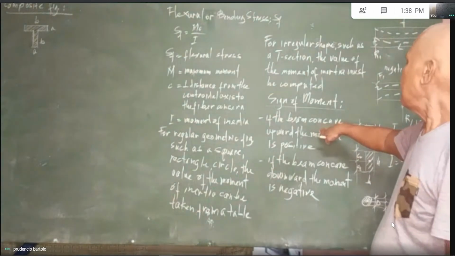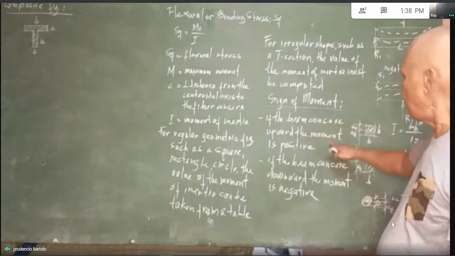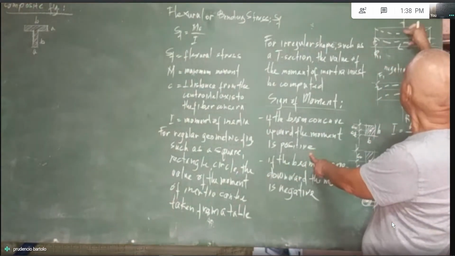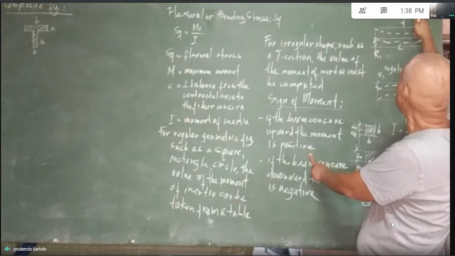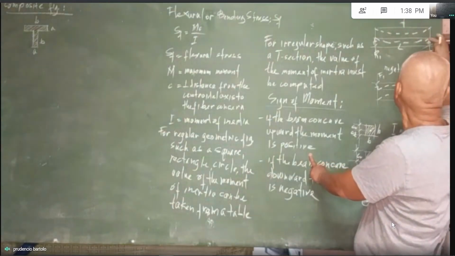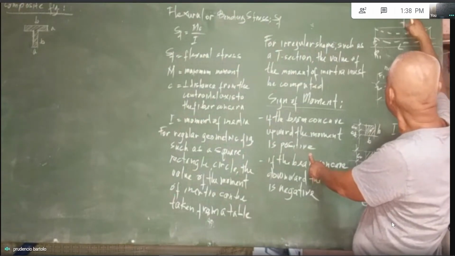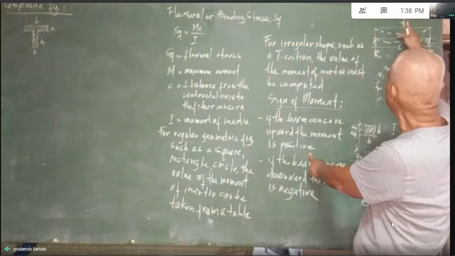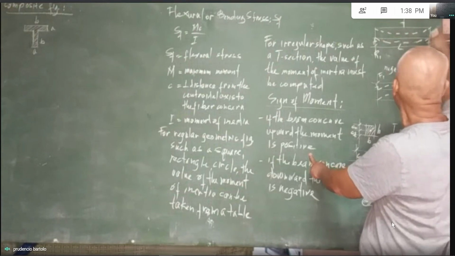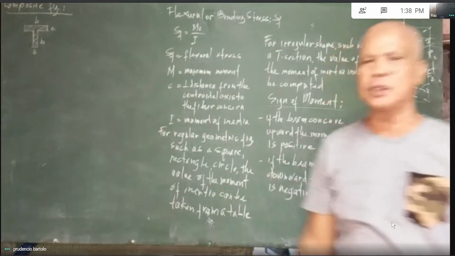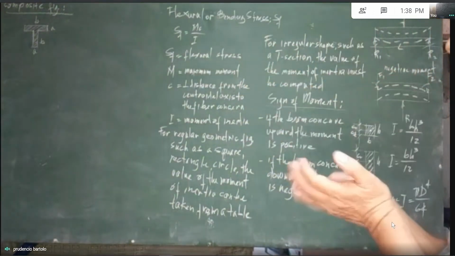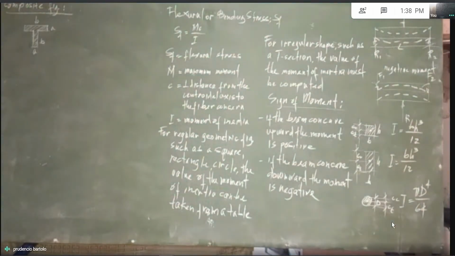If the beam is concave upward, the moment is positive, meaning we have a force acting on the original position of the beam, say acting at the mid section, supported on both ends. The tendency for the beam is to deflect in this manner. As we can see from the illustration, this is concave upward. So if it is concave upward, we have a positive moment.